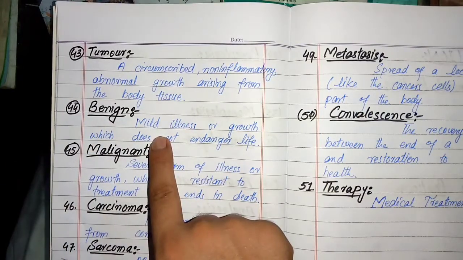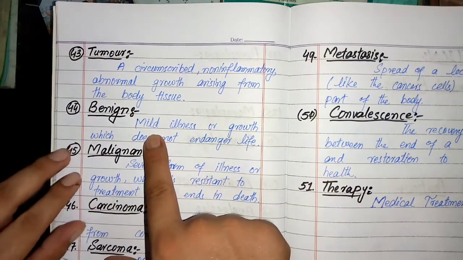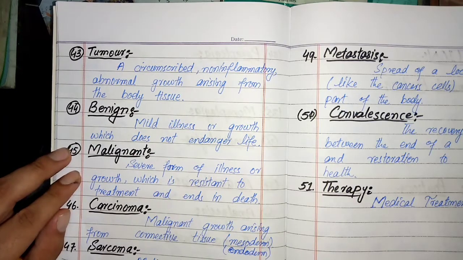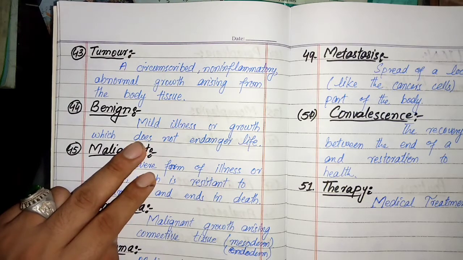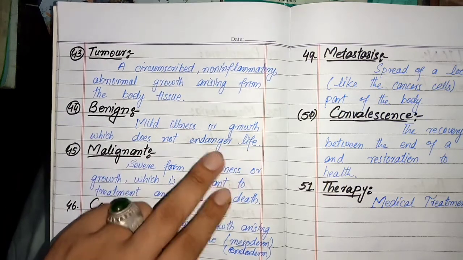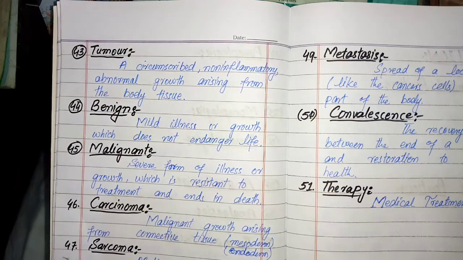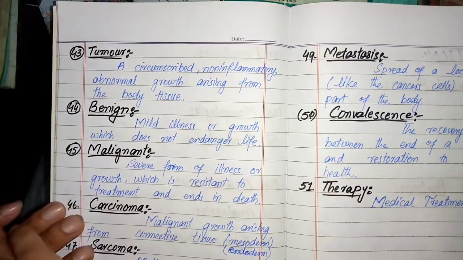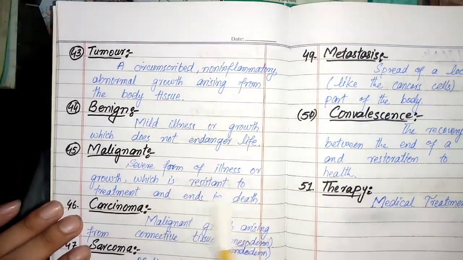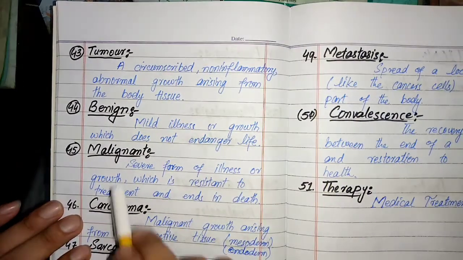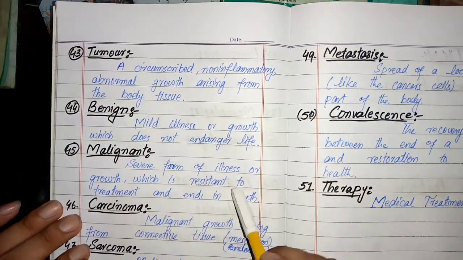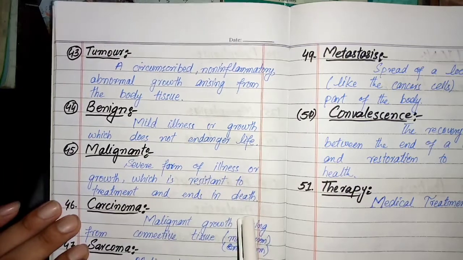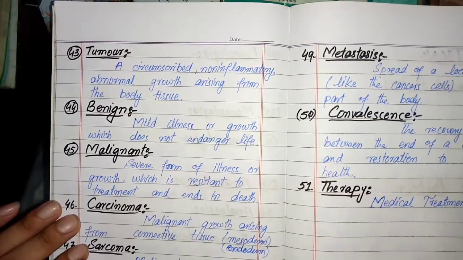Benign is also related to tumor, which is a mild illness or growth that does not endanger life. It is also an illness or growth or tumor, but it does not endanger life, it is not so threatening, right? And malignant is a severe form of illness or growth which is resistant to treatment and ends in death. So malignant is another form of growth or illness which is resistant to treatment, very threatening and very dangerous to life, and it even ends in death, right?